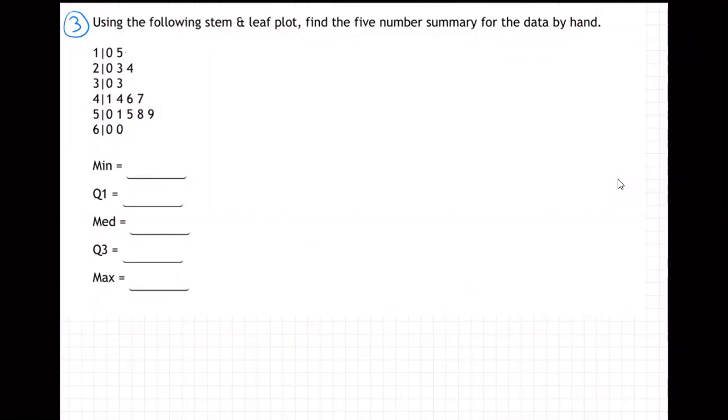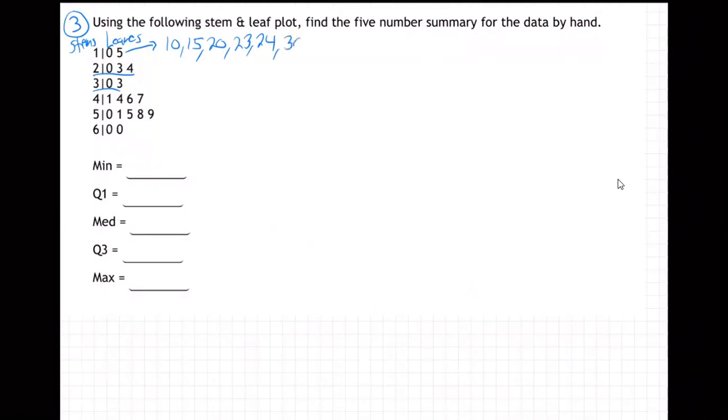In other words, I'm going to start here and say, what is that 1 with the line 0 and 5? Well, it actually means 10 and 15, right? Because over here, these are the stems and these are the leaves. So the 1 is the first digit, followed by a 0 and followed by a 5. So 10 and 15. And then the next group means the numbers 20, 23, and 24. And then the next group, remember how stem and leaf plots work?